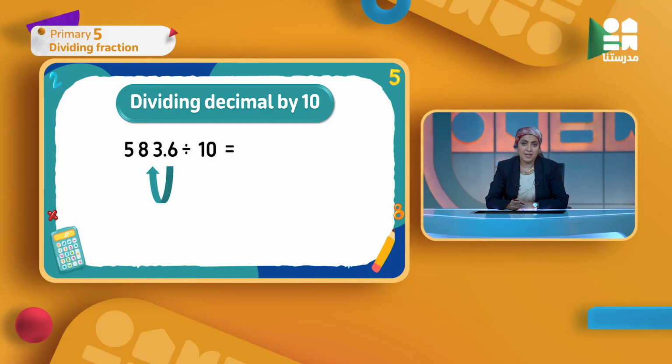It all depends on the number of the zeros that I divide it by. So in this one, I divided by 10, which is 1 zero only. So the answer will be 58.36. But how did this happen? Why did it happen? Let's go now so I can explain to you how I got this answer.